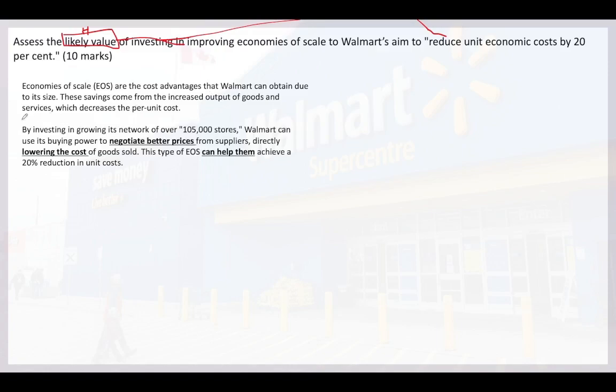So we need 3 chains of argument for a 10 marker. They need to be contextualised. We need balance. We're aiming for level 4, not for perfection, remember. So let's go into the first one. By investing in growing its network of over 105,000 stores, Walmart can use its buying power, nice Porter's link in there, to negotiate better prices from suppliers. Underlined and in bold is a chain of argument, directly lowering costs of goods sold.